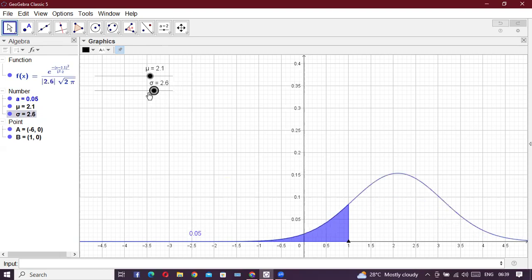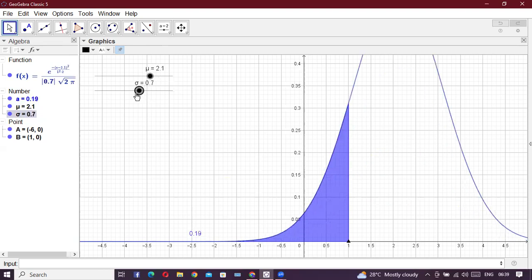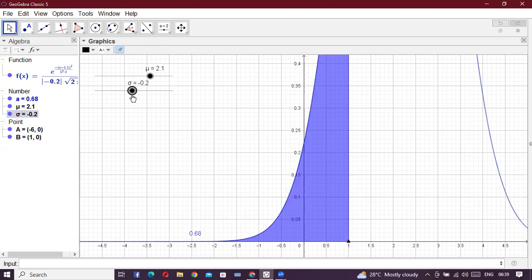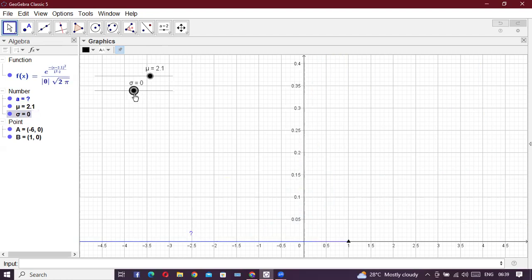Because of the absolute sign, even when I move to the negative part, I get the same results. Now, the spread can never be zero, because even in the formula, when it is zero, you will realize that the denominator is going to be zero, and in mathematics, that is just going to be undefined. So sigma can never be zero.